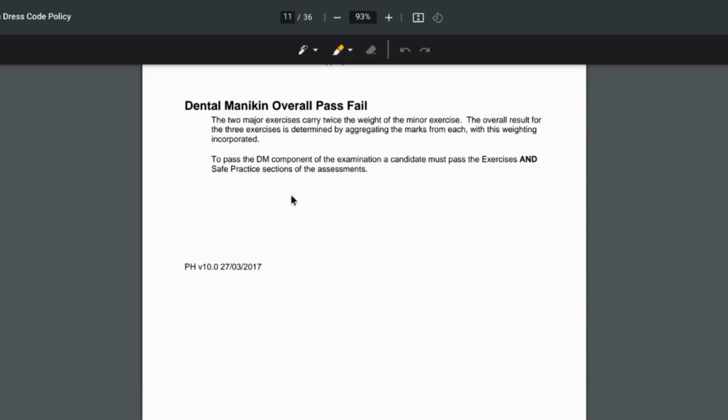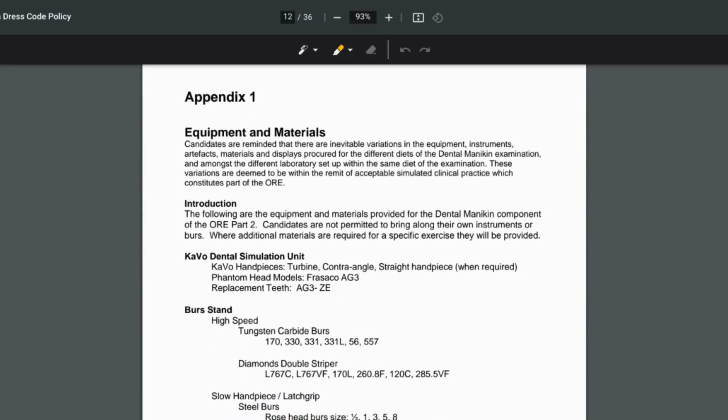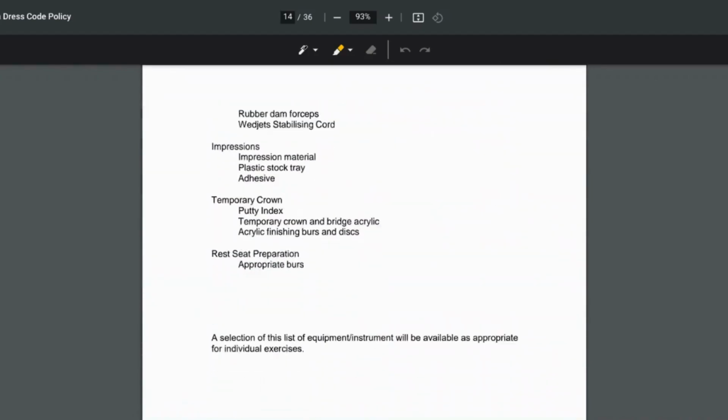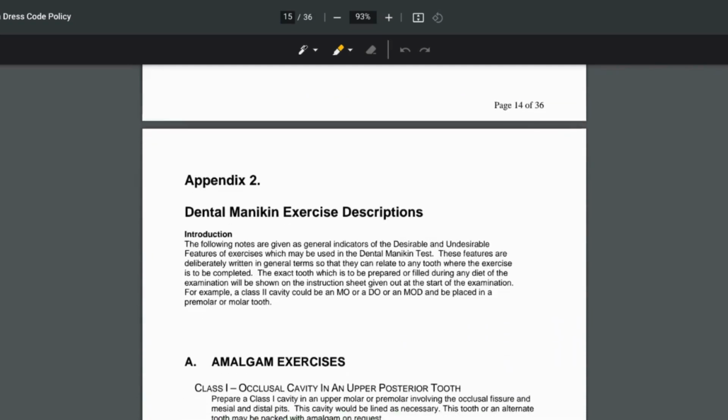So dental manikin, overall pass or fail. Two major exercises carry twice the weightage of a minor. The overall result for three exercises is determined by aggregating the marks from each, with this weighting incorporated. To pass the DM component of the examination, the candidate must pass the exercises and the safe practice section of the assessments. All right. This is basic DM guidance.